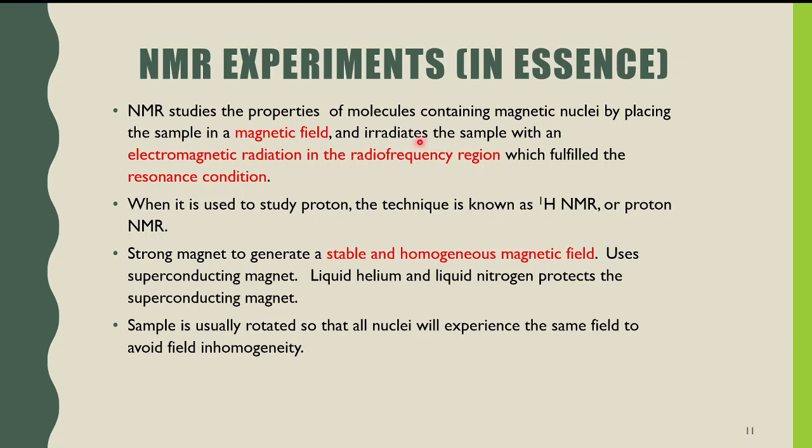And I like this: if you were to define the NMR experiment, in essence, it studies the properties of molecules containing magnetic nuclei by placing the sample in a magnetic field and irradiating the sample with electromagnetic radiation in the RF region. And it doesn't stop there, it has to fulfill the resonance condition. So that's complete: a magnetic field, the RF region, and then fulfilling the resonance condition.